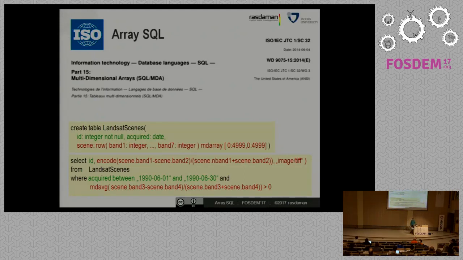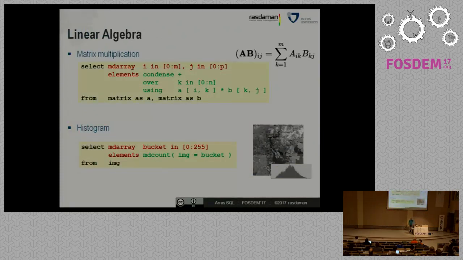So we have an idea of how to embed arrays into databases. What we can do with it, we have seen one class of operations. We can do much more. Just by way of example, you can do matrix multiplication. Top right, you have the formula mathematically. And if you translate that, you can see that the operations that we use here are relatively one-to-one.